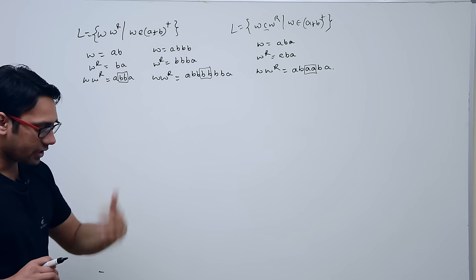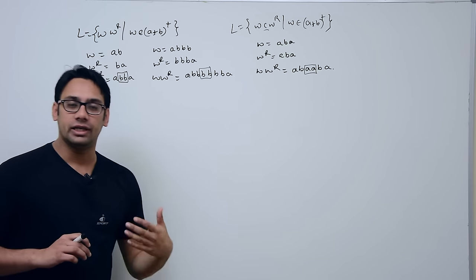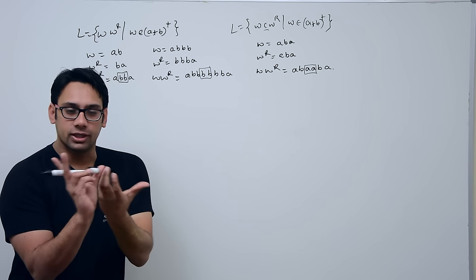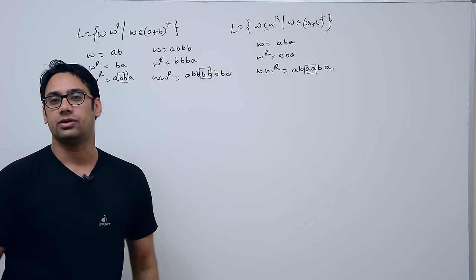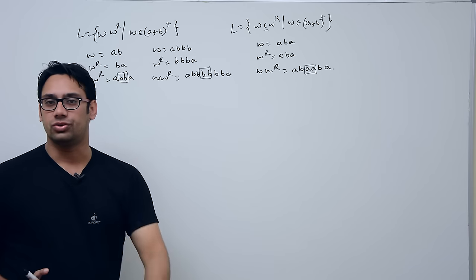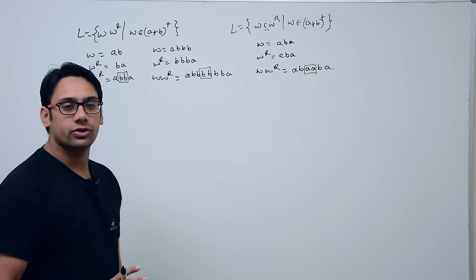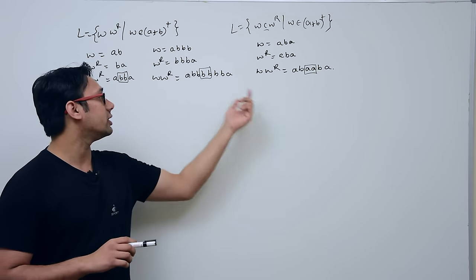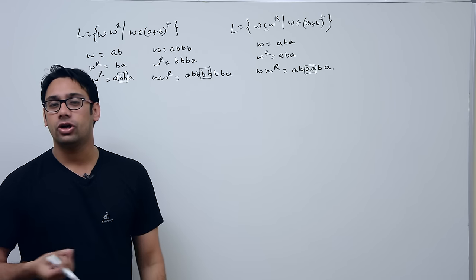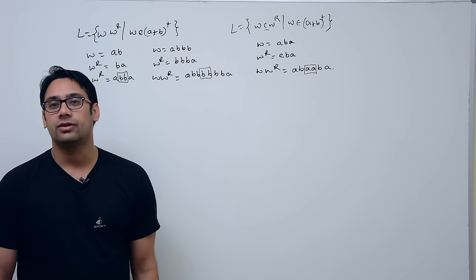Right, so whenever we get W and WR, the middle point will always match, and this middle point will have the same symbol two times. Whenever we draw a pushdown automata, we have to identify this middle point. But the problem is there can be a lot of middle points like this. You cannot draw a deterministic pushdown automata for this language.